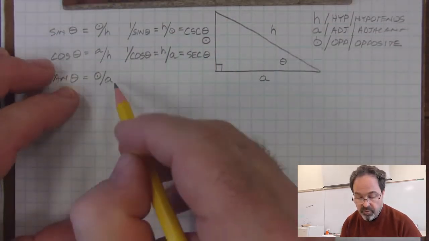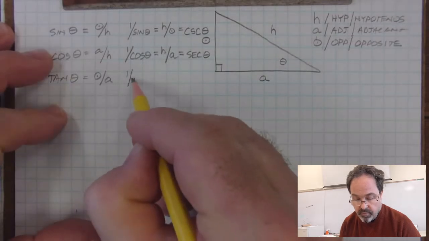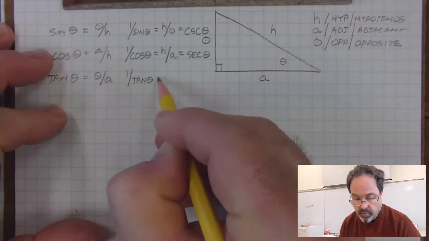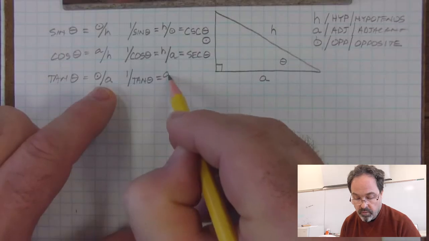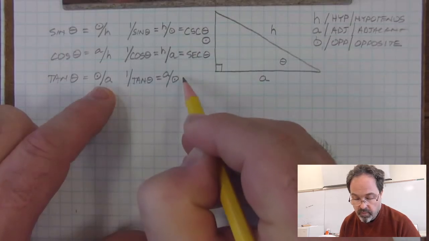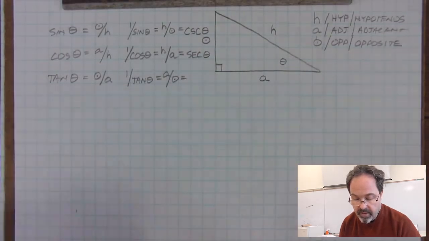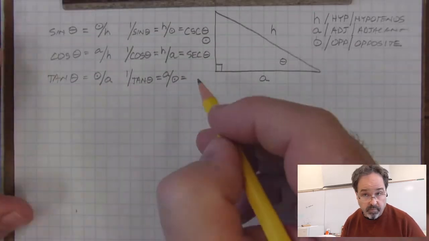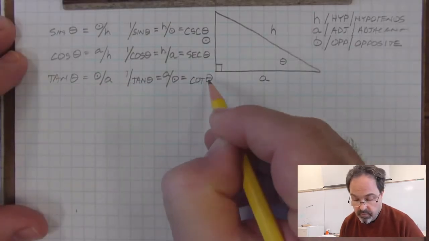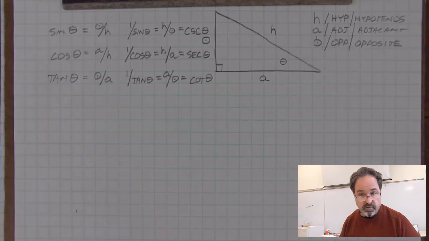The tangent ratio, opposite over adjacent, we could take a reciprocal of, we get 1 over tangent, or adjacent over opposite, and that has its own name called cotangent. Cotangent is the reciprocal of tangent. Tangent is the reciprocal of cotangent.